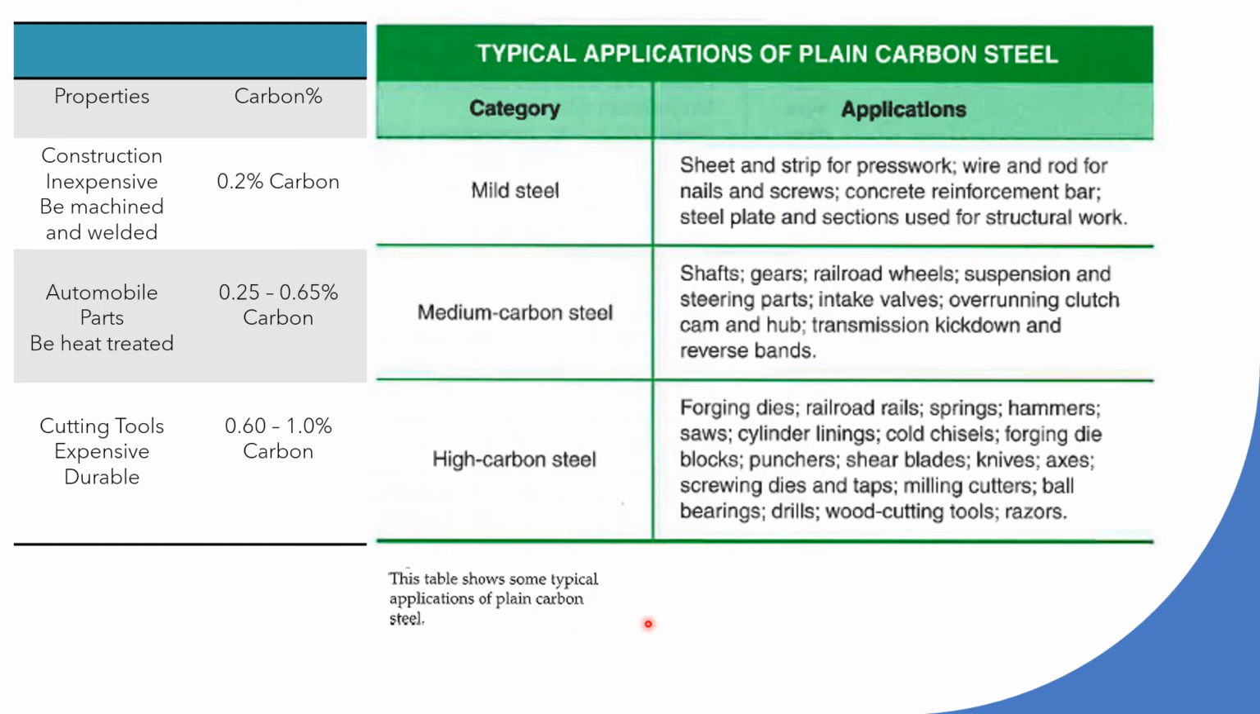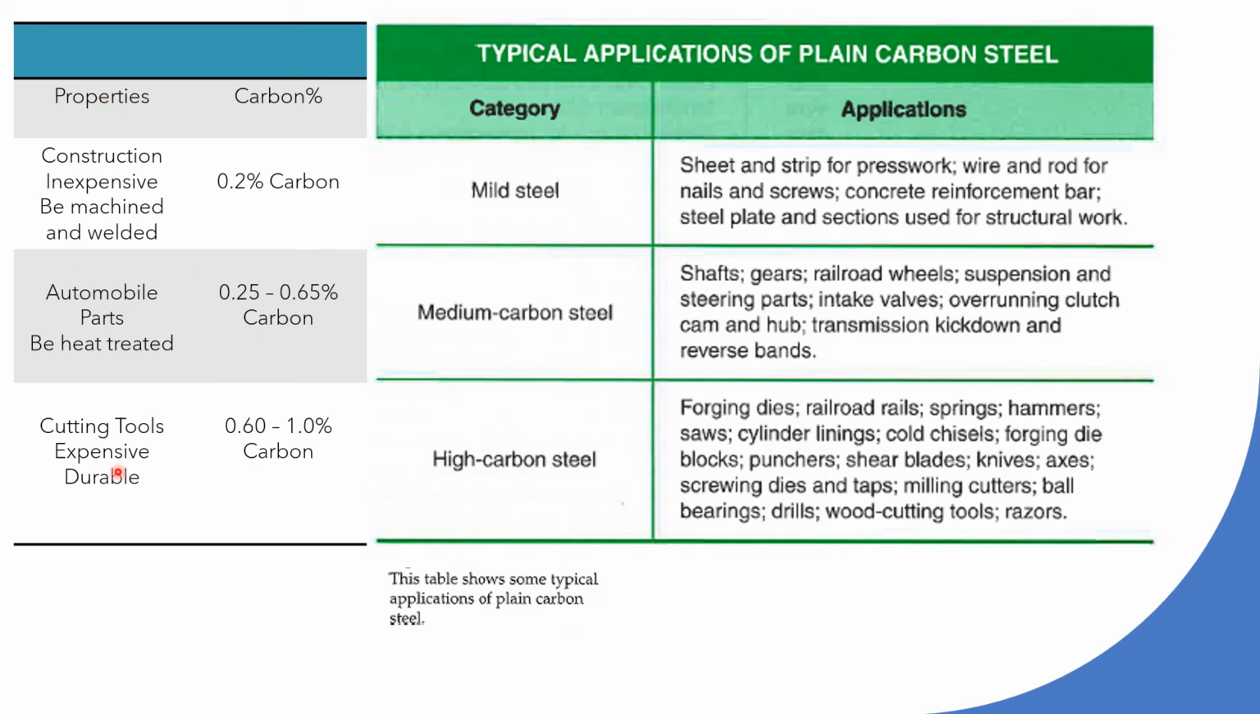Okay, next table. This table is just showing you applications of PCS, plain carbon steel. Your typical applications: I have my mild steel, a medium carbon steel, and a pretty high carbon steel. The difference is the percentage of carbon: 0.2%, 0.25 to 0.65%, and 0.60 to 1% carbon.